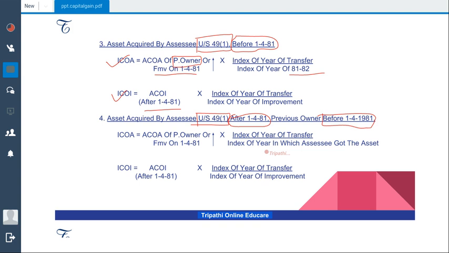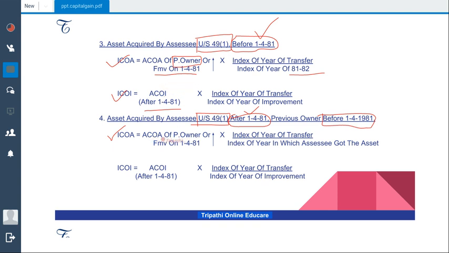So now you can see your situation is different from the previous situation. In the previous situation, you got this asset as a gift before 1981. Now you're getting this asset as a gift after 1981, and previous owner has bought this property before 81. So again, the formula for index cost of acquisition will change. Now let us try to find out the change. Actual cost of acquisition of previous owner or fair market value as on 1981. This is very much similar with the previous one.